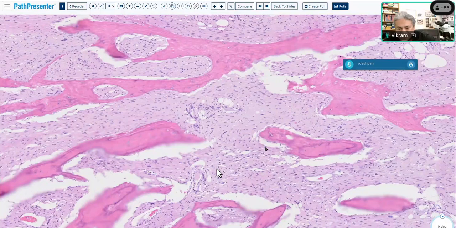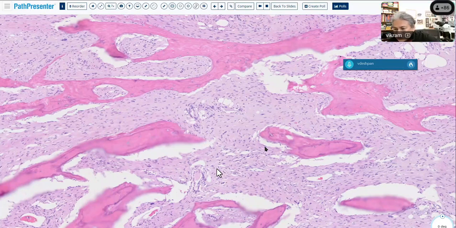So to the unwary pathologist who has not seen this imaging, you know what they would call this? They would call this fibrous dysplasia. The reason why radiology becomes so important: fibrous dysplasia is bone and bland-looking fibrous tissue. This could be mistaken for fibrous dysplasia, but fibrous dysplasia is an intraosseous lesion.